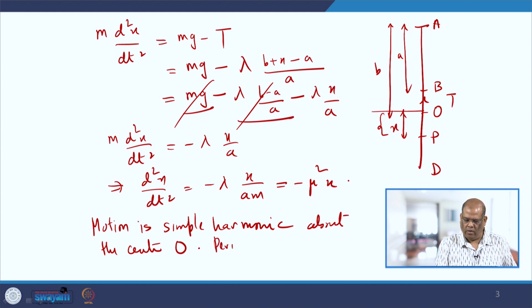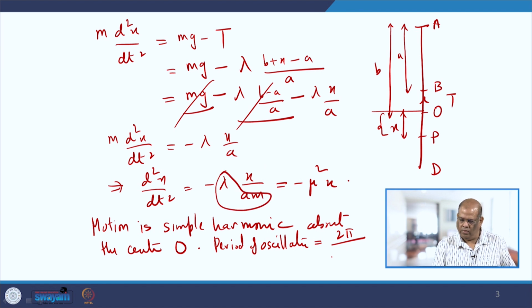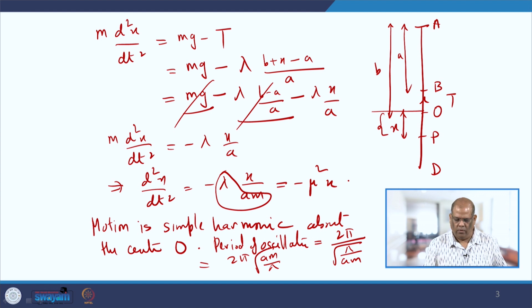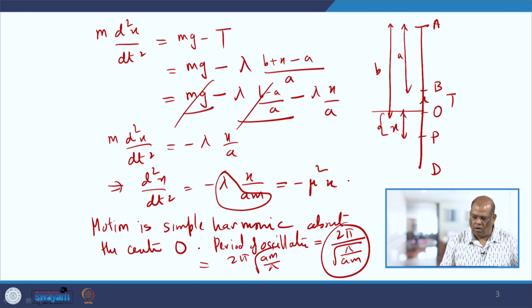and your period of oscillation is 2 pi by root of mu squared, which is 2 pi by mu, and your mu is root of lambda by A m. So, simplifying, I will get 2 pi root of A m by lambda. So, again this vertical oscillation gives you a simple harmonic motion about this center O, and the period of oscillation is this. Let us now modify this a little bit.